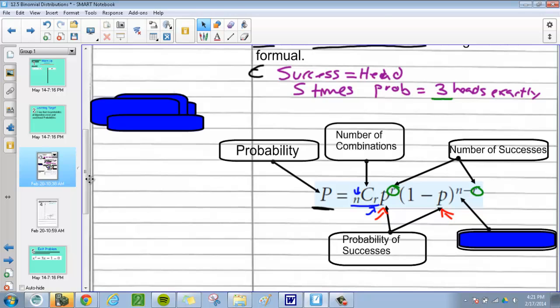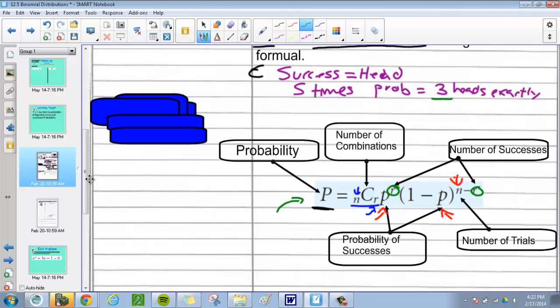And lastly, we have this n. The n represents how many trials or how many times you flip the coin. In this scenario, you flip the coin 5 times. So the n would be 5 trials. So we are going to try to figure out how we can use this formula right here to answer a question that you're going to see in the next video.